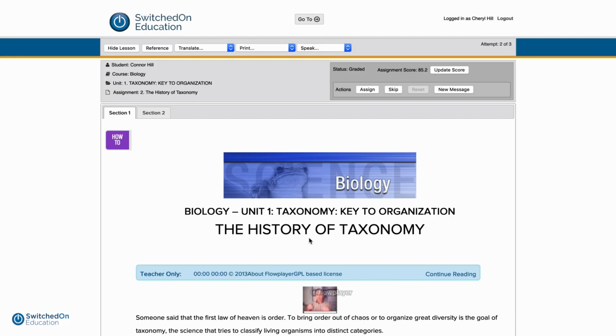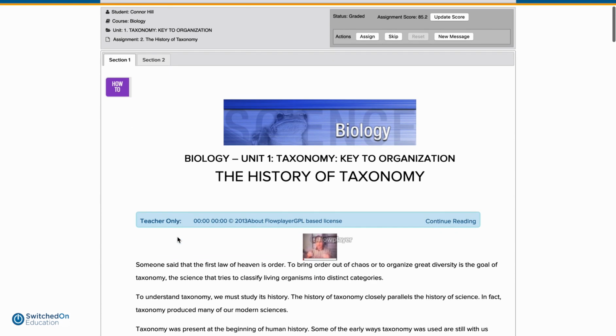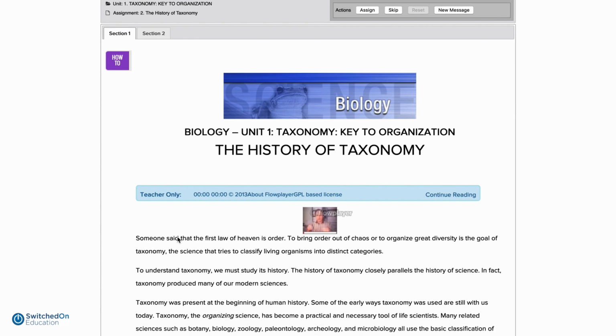Before we start, I want to point out that it has a Christian worldview and has a dedicated Bible course starting at grade 3 and going through to grade 12. So we are in the student application, and you can see that this is a biology course, and most of the courses have the same interface, just with different course names.